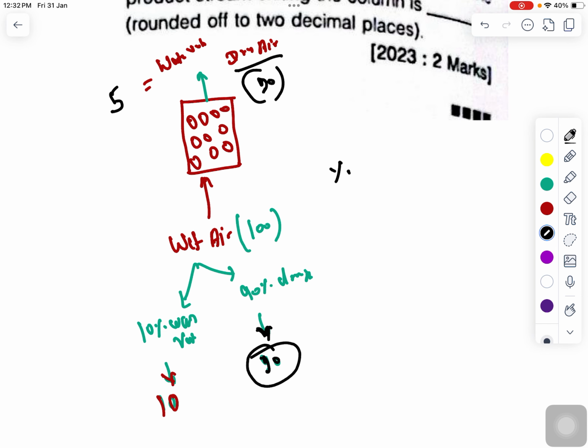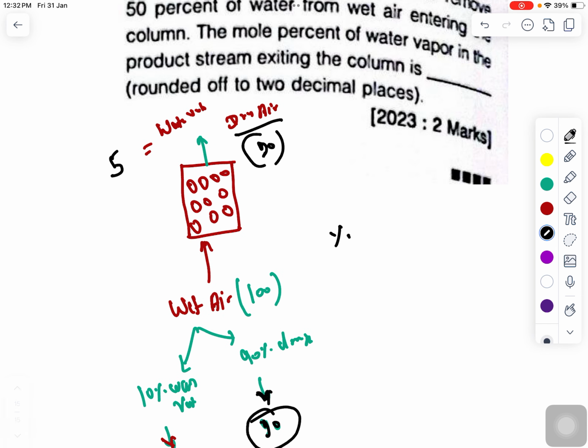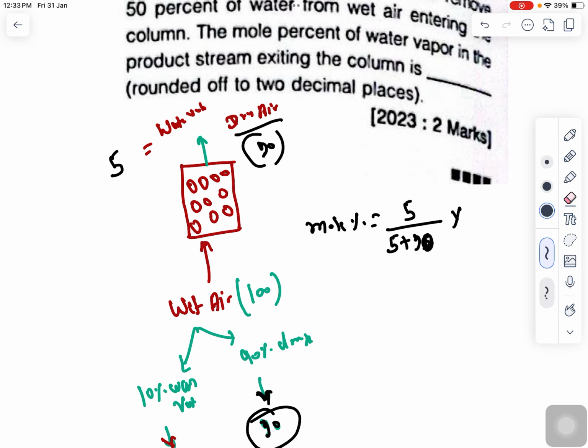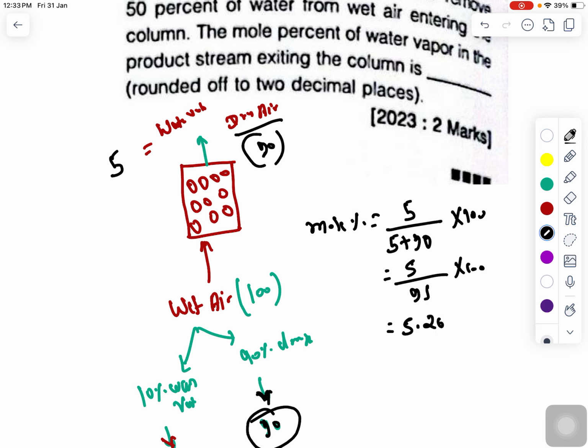Now you are supposed to calculate the percentage of water vapor at the exit. So what is the mole percentage of water vapor? That is 5 divided by 5 plus 95, right? 5 is water vapor plus 95, that is your dry air, into 100. So if you calculate this, 5 divided by 95 into 100, you will get 5.263 percent. Okay, this will be your answer.